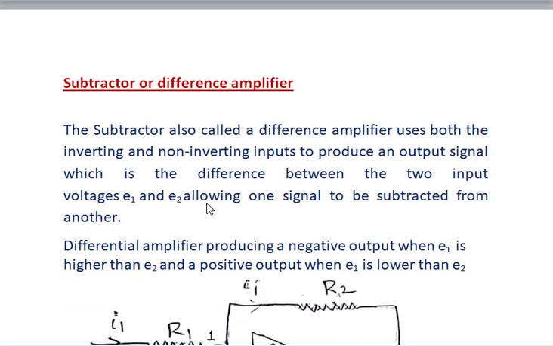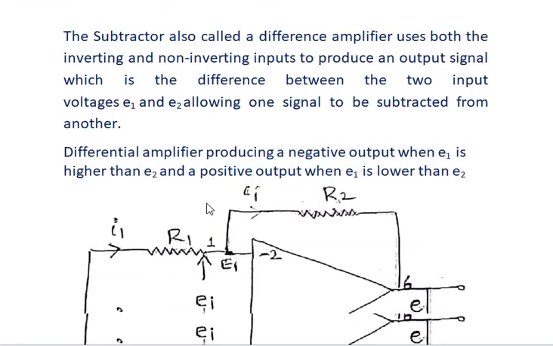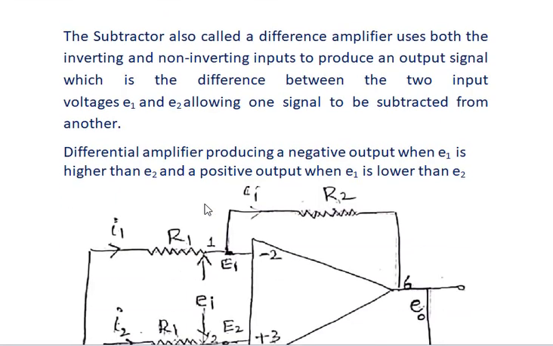Okay, now we discuss the subtractor or difference amplifier. What is a subtractor? It is an electronic circuit which subtracts two different voltages applied at the inputs. It is also called a difference amplifier. In the subtractor, we use both inverting and non-inverting inputs to produce the output signal, which is the difference between two input voltages.